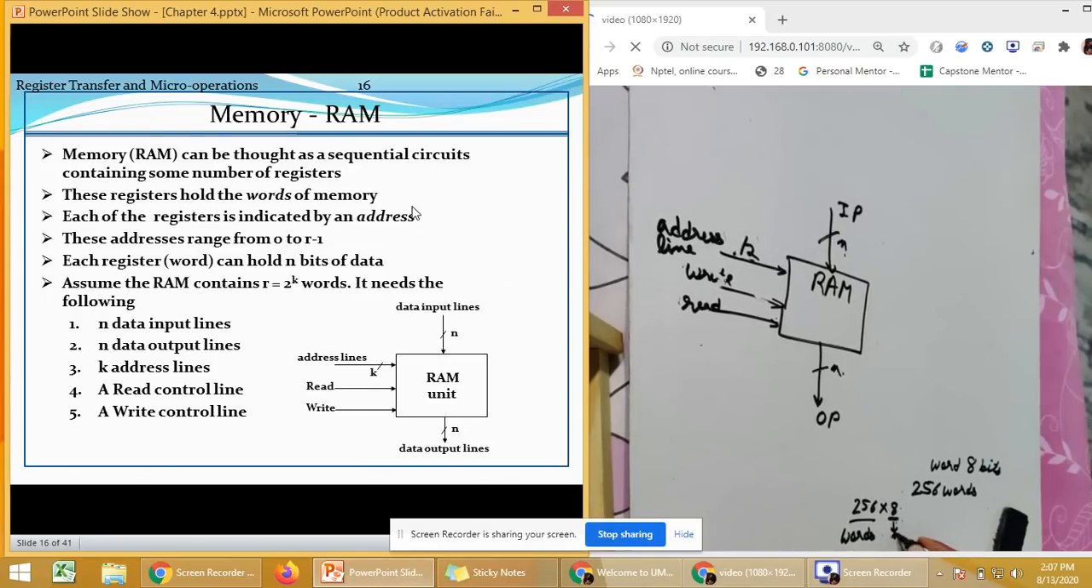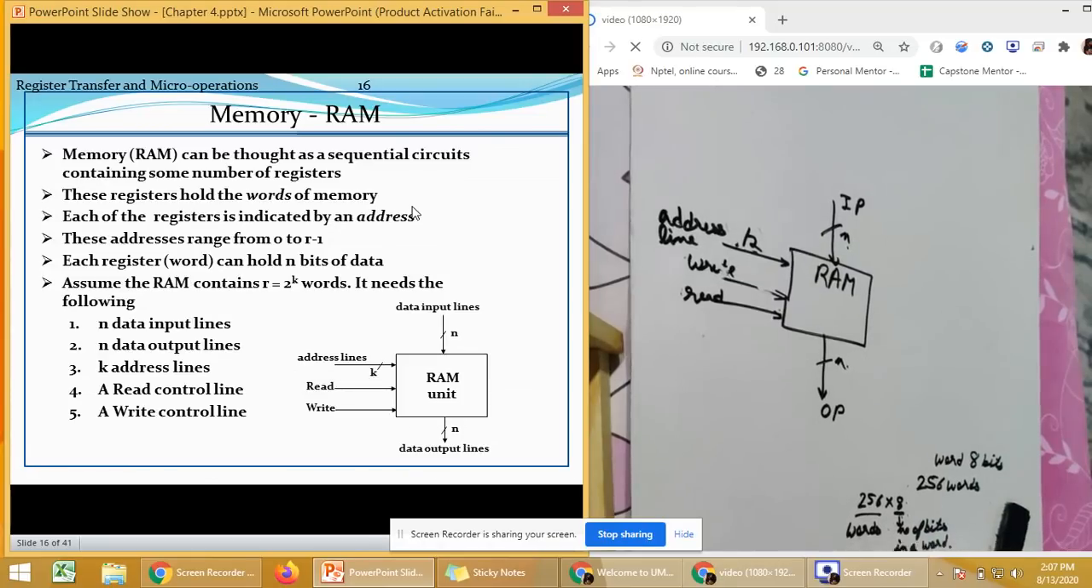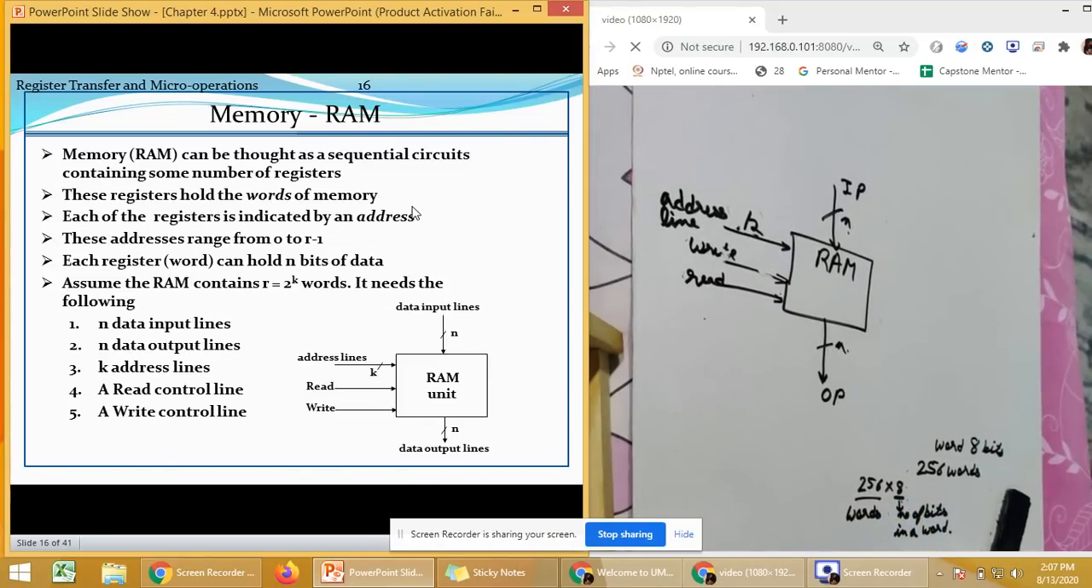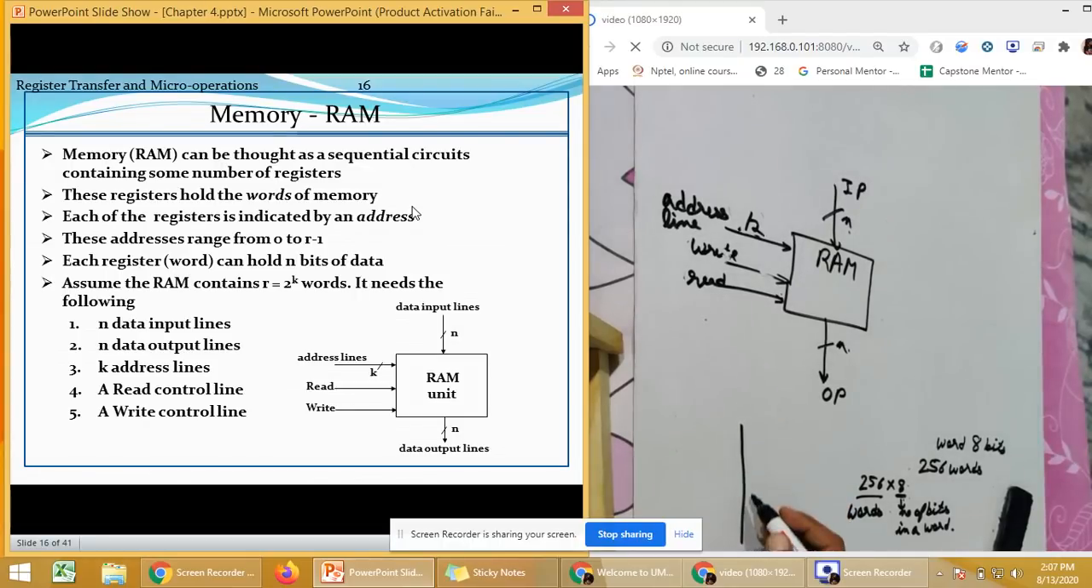Words, and this is the number of bits in a word. So this is 256 into 8. How are they arranged? They are arranged in this way, like 1, 2, 3, 4, 5, 6, 7, and 8.